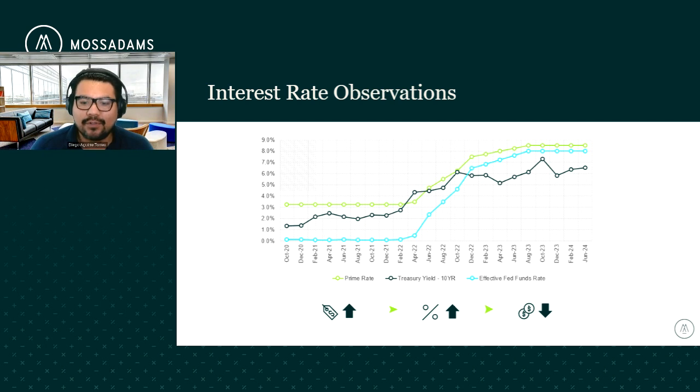Now, the other two rates shown are prime rate, which represents the cost of debt or the cost of borrowing, and we also have the 10-year Treasury yield, which we will think of more as an opportunity cost.